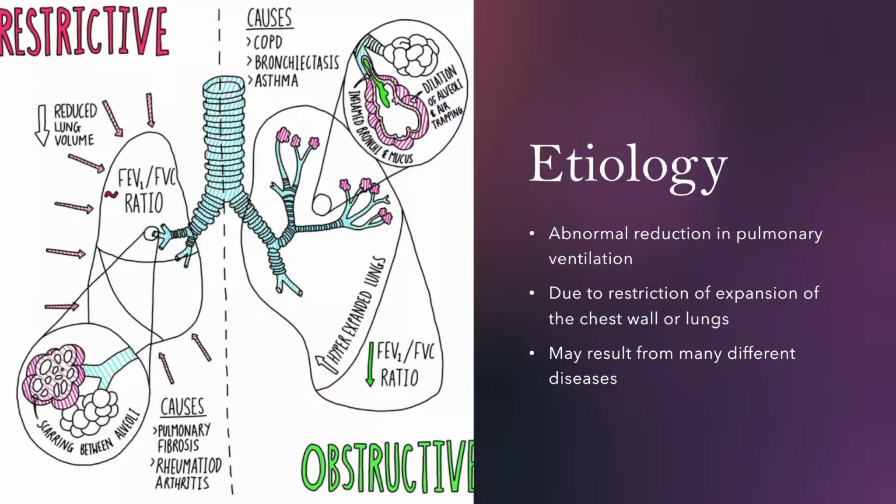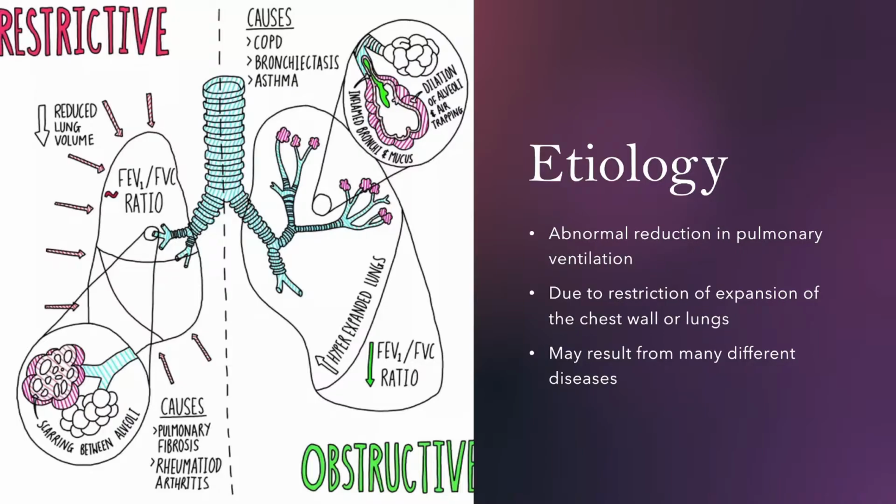This lecture is about restrictive. With restrictive disorders, you have an abnormal reduction in ventilation. You're not getting enough air in and out of the lungs over a period of time. This is due to a restriction in the expansion ability of the chest wall or of the lungs, and that leads to a decreased lung volume and decreased ventilation. A couple common causes are pulmonary fibrosis, as well as autoimmune disorders like rheumatoid arthritis, which can lead to scarring and damage to the alveoli, as well as several other disorders that we'll talk about.